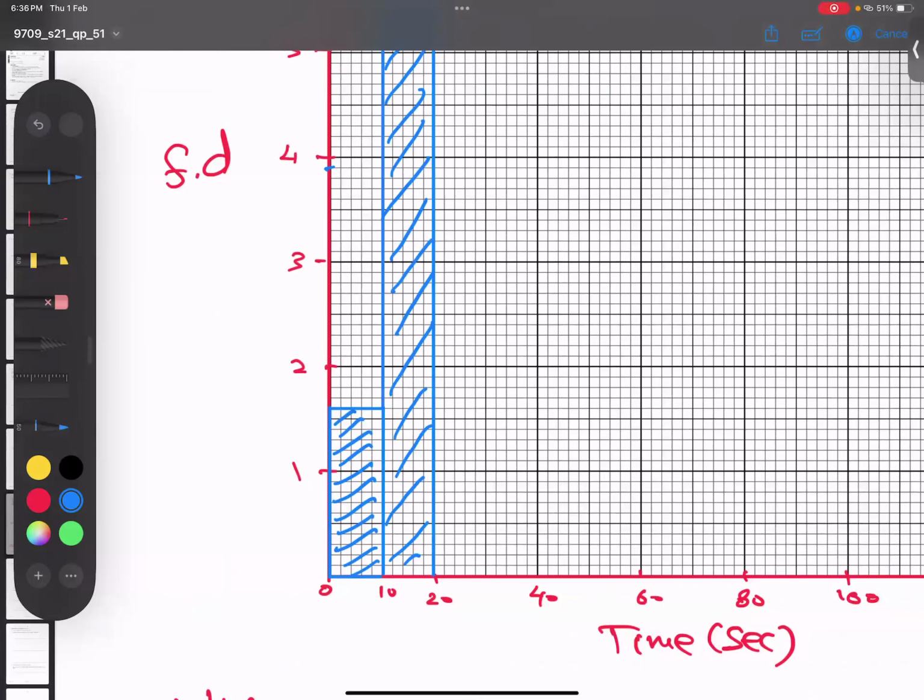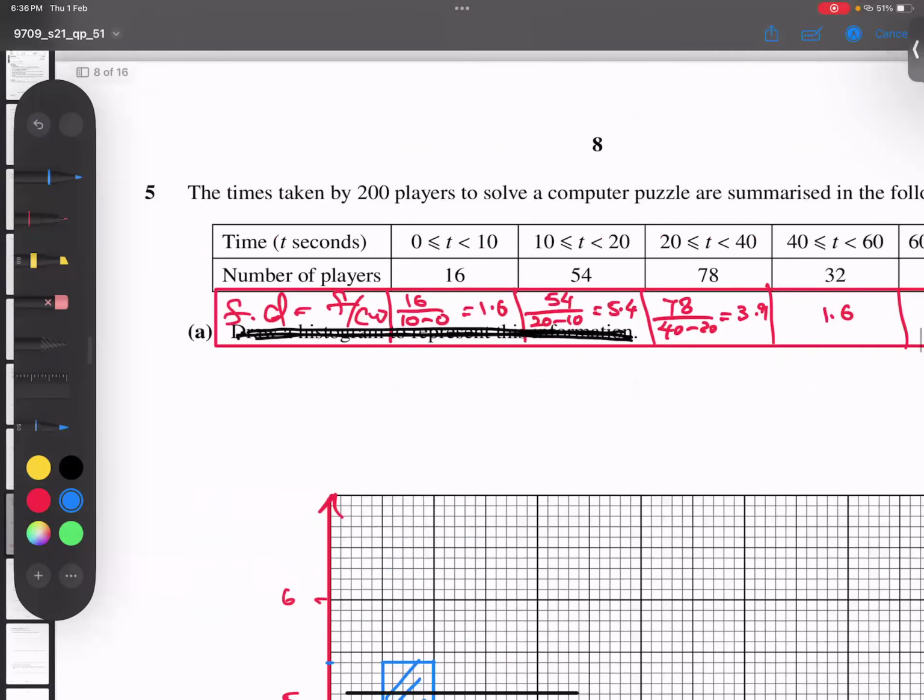20 to 40. So I think the idea is very clear. 20 to 40, and height is 3.2, this one is clear. So this is a shading part. I can do any kind of shading. Okay, finished. So let's go for the next one.